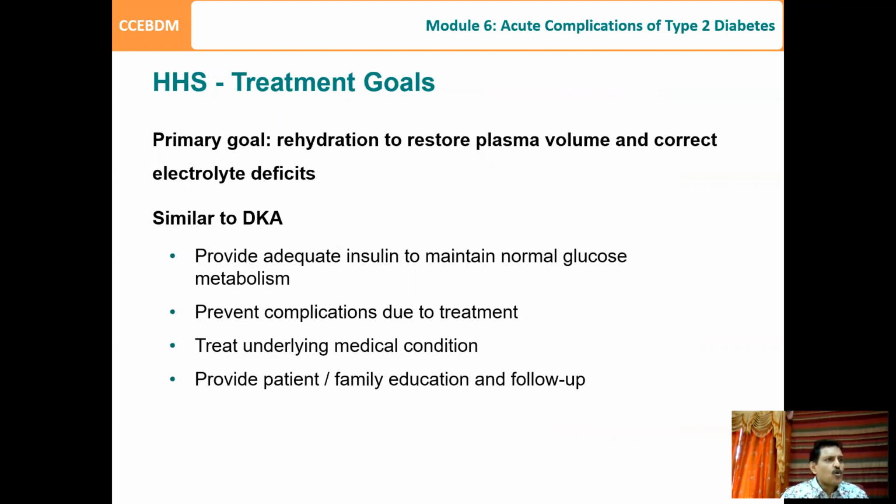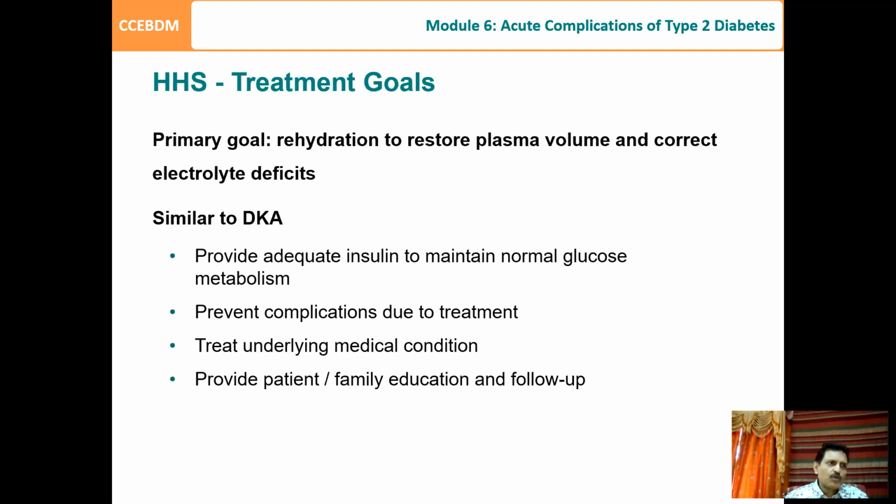So the primary goal is to rehydrate the patient. Here again, the insulin is to be given in a very low dose. Insulin is secondary. The primary importance is to correct the dehydration. Once you correct the dehydration, the kidney will function, glucose will come into the urine, and the blood glucose level goes down.